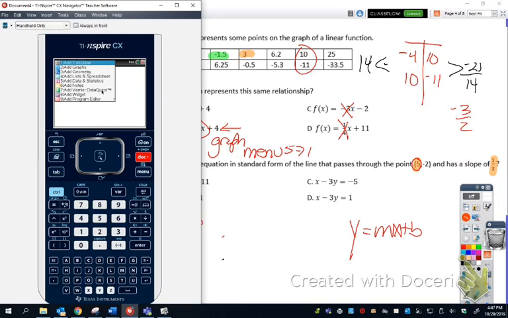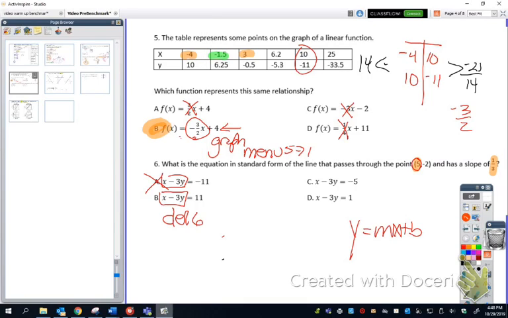Control dot, go to 2, I'm going to add another one, and I have to delete 6, and I'm going to type in b. So x minus 3y equals 11. Hit enter. Okay, so menu 5, 1, and if I type in the number 5, I get negative 2. So I know that this one works right here.